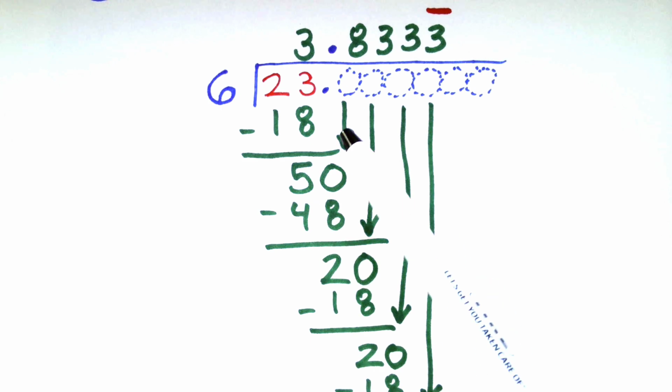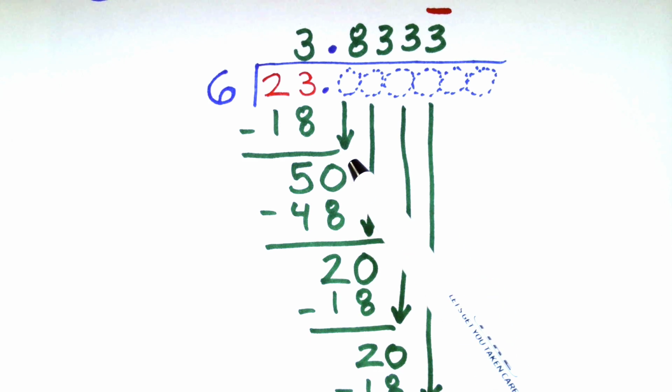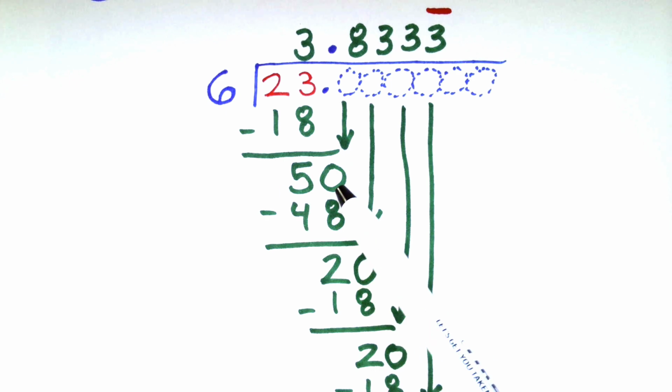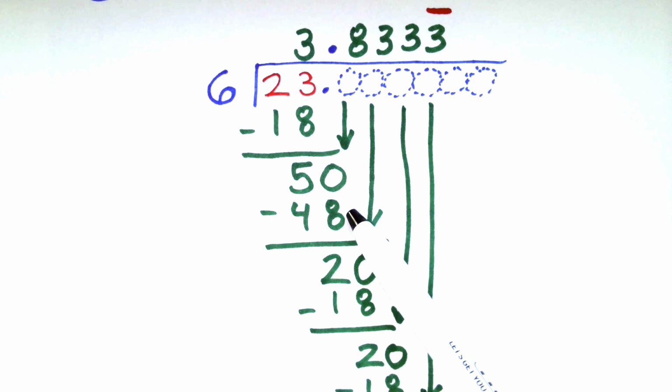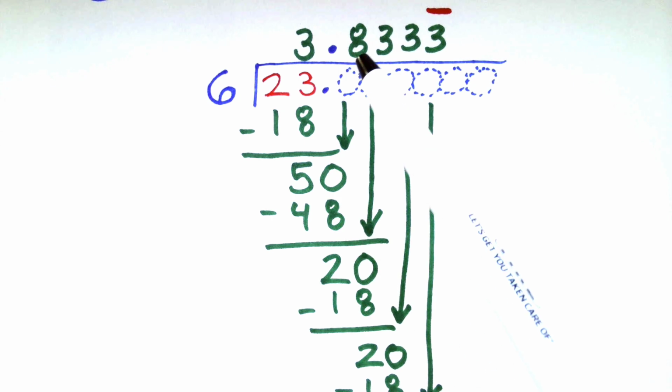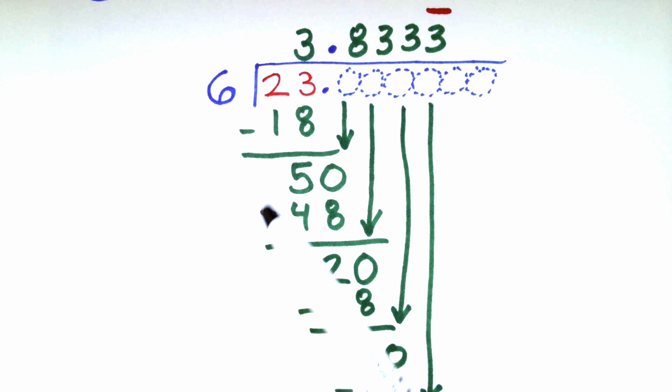Bring down the digit to the right, which is a 0. Now my target is 50. Instead of 23, now my new target is 50. So 6 times what number gets me closest to 50 without going over? 6 times 8 is 48. So 50 minus 48 is 2. I'm going to take that 0, bring it down here, and attach it to the 2.